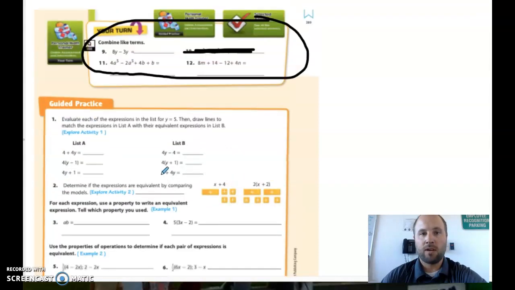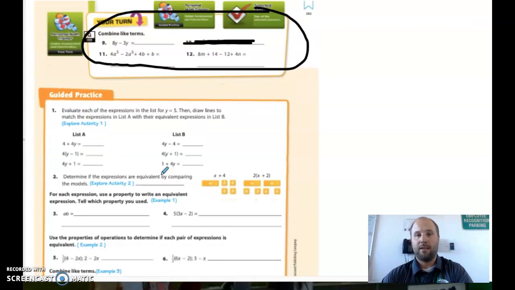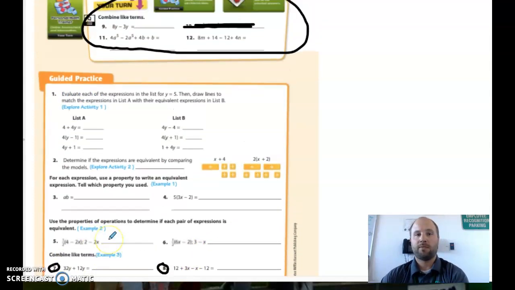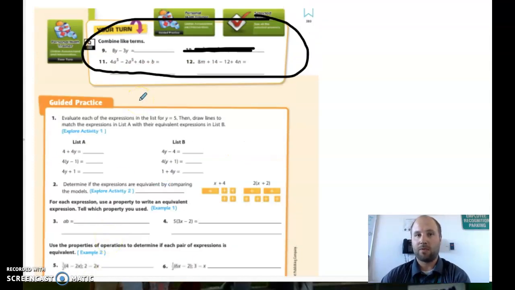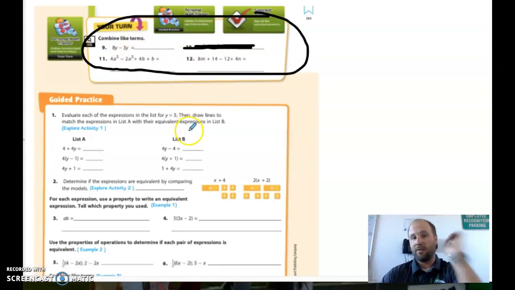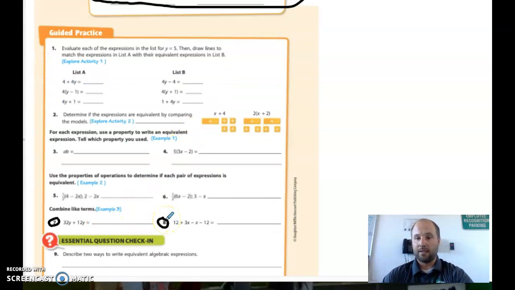What I want you to do is pause it and work these problems. Then I'm going to give you the answers when you're done. When I come back, I want to see: are things underlined? Are things circled? Are you combining like terms? Are you identifying them? If you're at least able to identify them, we can work with that. If you're having a hard time even identifying like terms, then we've got to go back to the drawing board. So I want you to work 9, 11, and 12, 7, and 8.